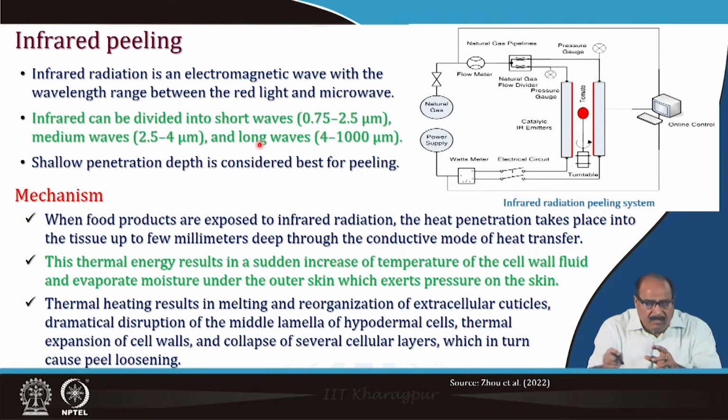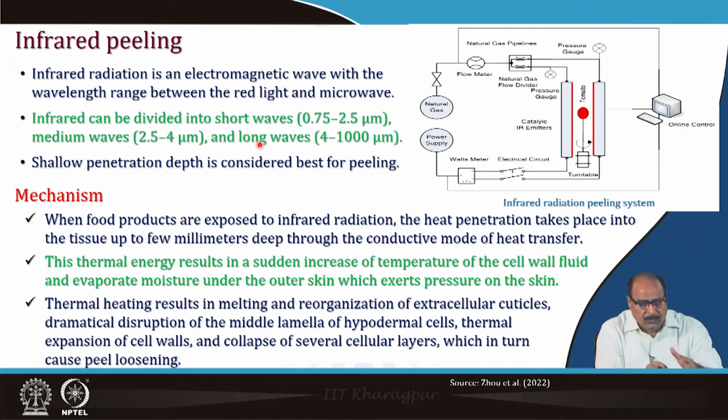You can see here in the figure that infrared radiation is an electromagnetic wave with a wavelength range between red light and microwaves. Infrared can be divided into short waves, medium waves or long waves. Shallow penetration depth is considered best for peeling. So, how does it work?